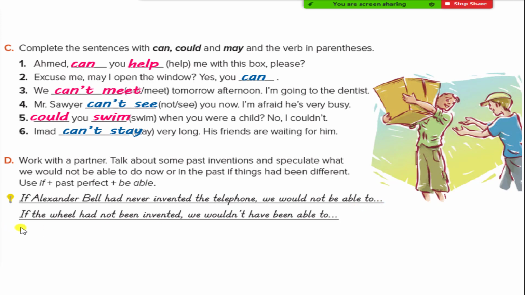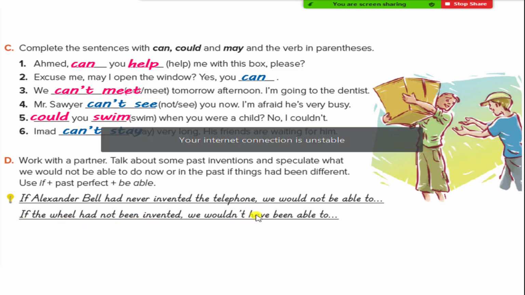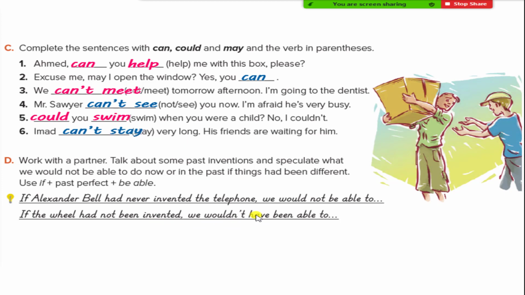And the second one. Okay, Muhammad. If the wheel had not been invented, we wouldn't have been able to transport easily. Very good. Thank you, Muhammad. We wouldn't have been able to transport goods or things easily.